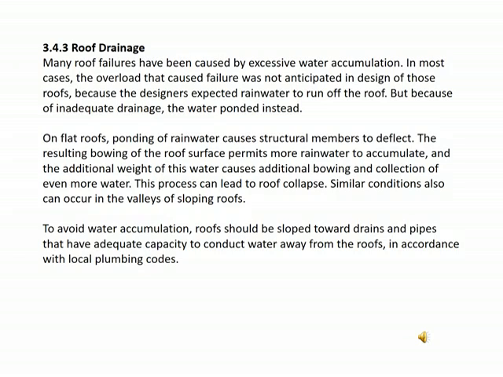To avoid water accumulation, roofs should be sloped to drains and pipes that have adequate capacity to conduct the water away from the roofs in accordance with the local plumbing code. Therefore the roof should be sloped. After this, all the drains and pipes should be installed so that all the water flowing from the roof is collected and taken away. Those have to be done in accordance with the local plumbing code.